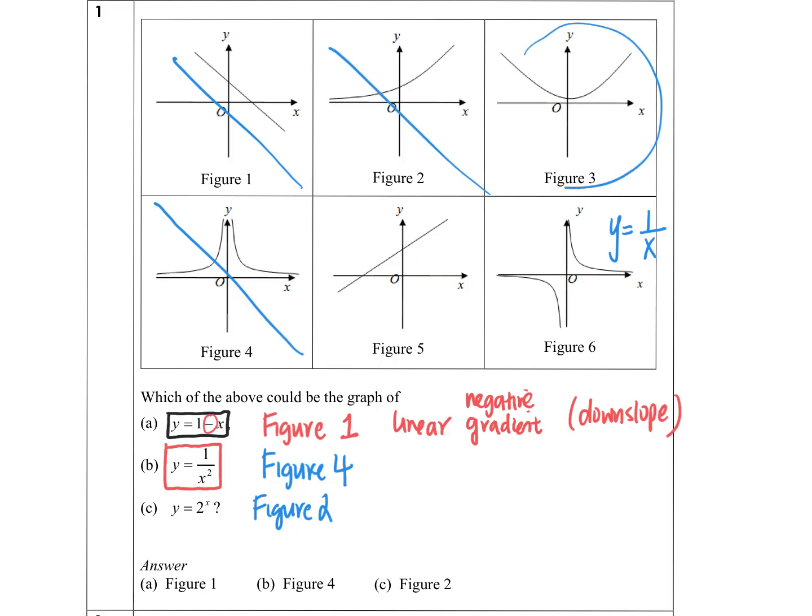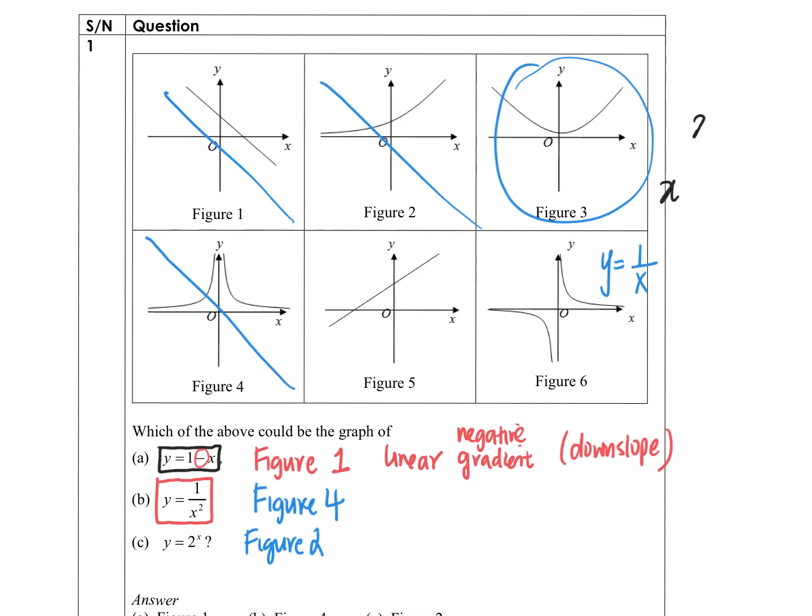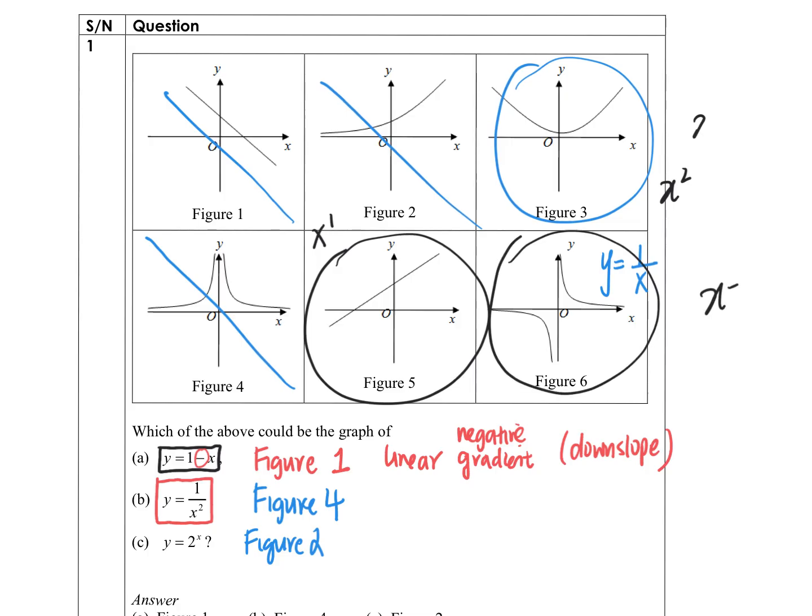What is this? What is the power of x? The x squared. Okay, what about this? x power 1, right? And then this one is x to the power of negative 1. So you must know the shape by looking at the power.